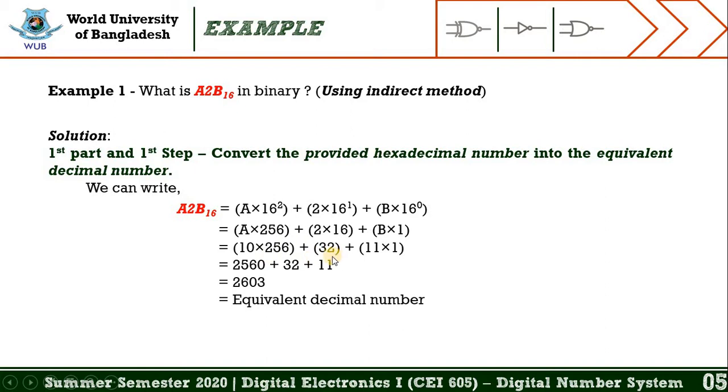I hope you don't have any problem understanding this. A is 10, so 10 into 256 plus 16 times 2, which is 32. B is equivalent to 11, which is 11 into 1. So we get 2560 plus 32 plus 11, and finally we get 2603, which is the equivalent decimal number of the given hexadecimal number. So let's move into the next slide and the next part of this problem's solution.